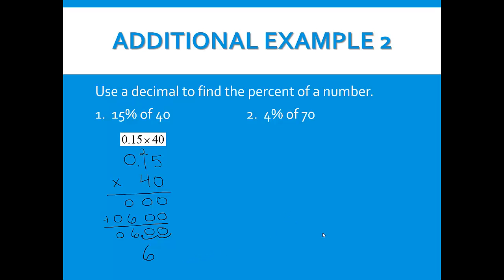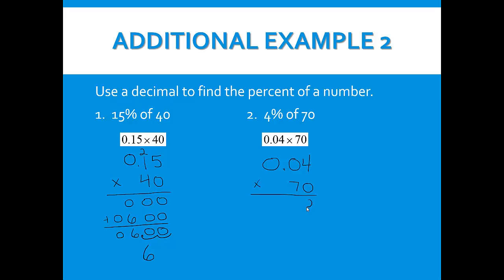Now for our second example, we have 4% of 70. So we're going to convert 4% to a decimal, and that would be 0.04 or 4 hundredths. So we have 4 hundredths times 70. Now we're going to go ahead and multiply that out. So we have 0.04 times 70.